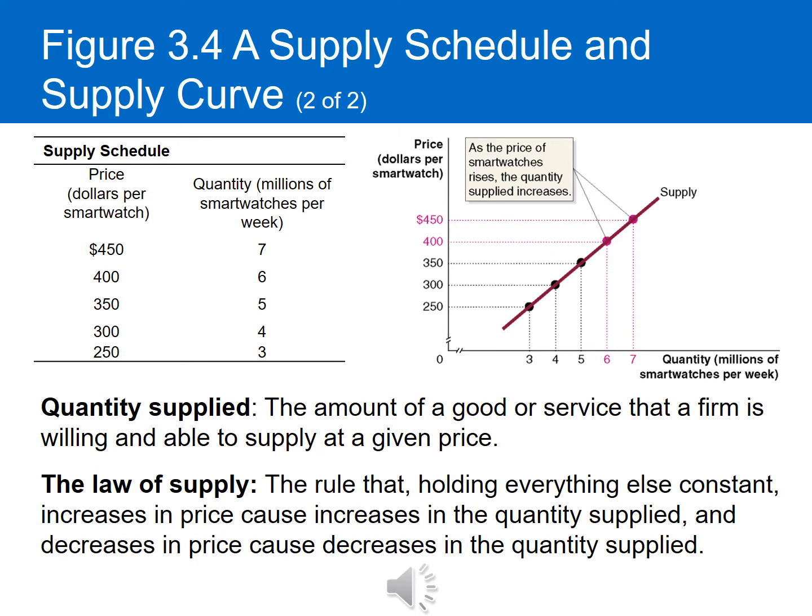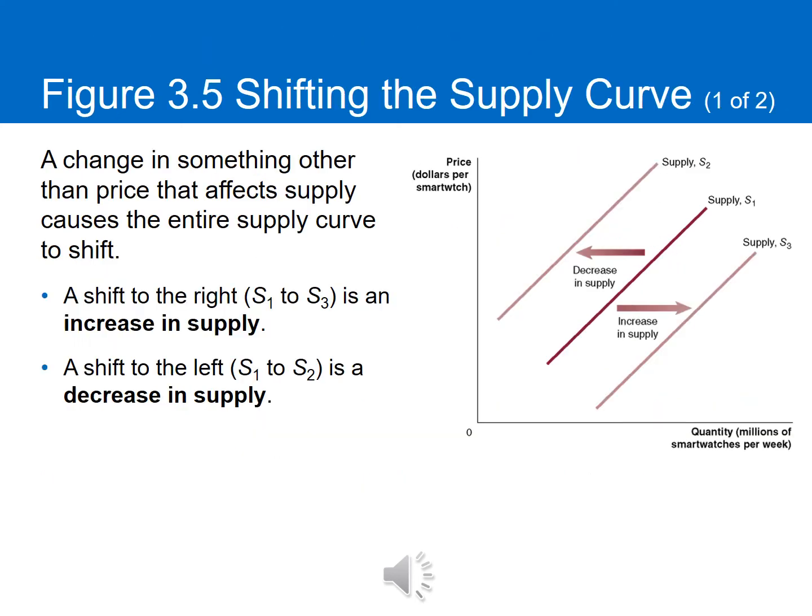The quantity supplied is the amount of a good or service that a firm is willing and able to supply at a given price. So if the price is $450 for a smartwatch, in this case, the quantity supplied will be 700 million. The law of supply is the rule that holding everything else constant, an increase in the price is going to cause an increase in the quantity supplied, and a decrease in the price will cause a decrease in the quantity supplied. We can see that relationship graphically with the supply curve, that as the price increases, the quantity supplied is going to increase. That's also shown in the supply schedule. So a change in the price is going to move the quantity supplied along the supply curve.